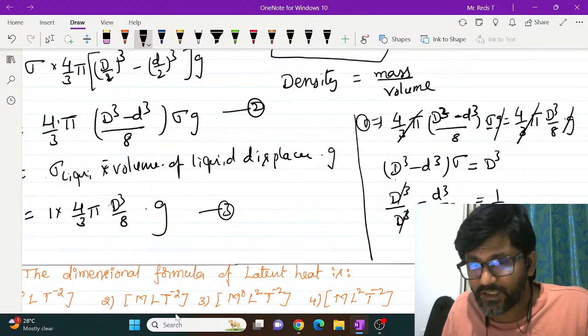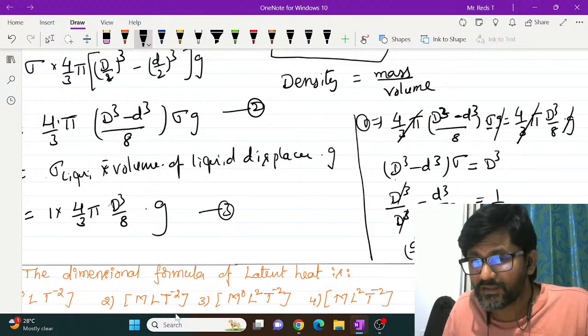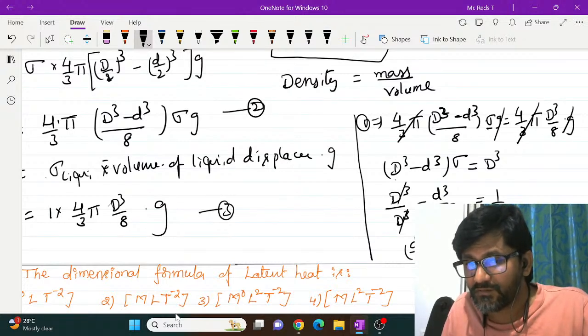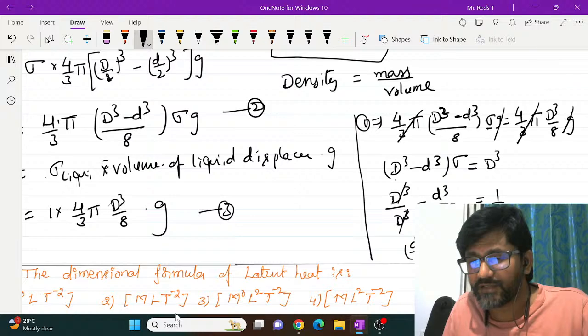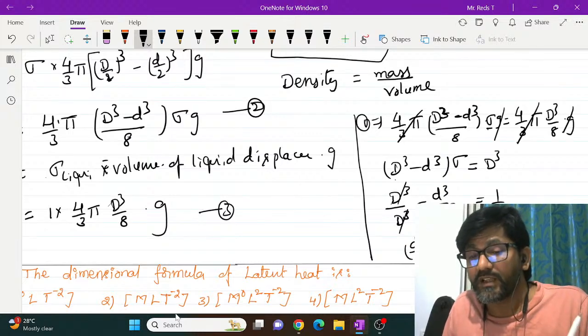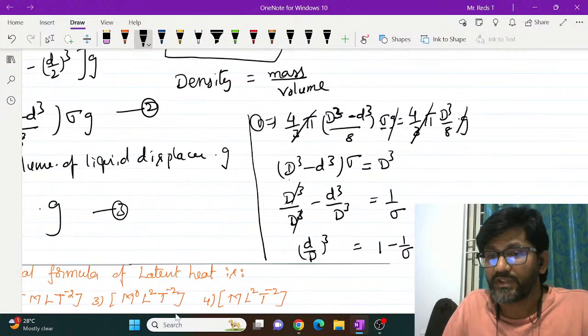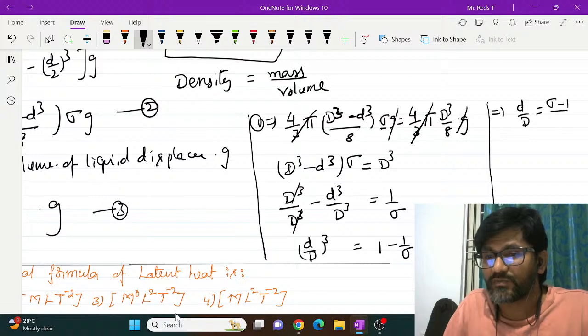Now again you can write small d cube by capital D cube as small d by capital D whole cube. If you take this on the right side, it becomes plus, it is equal to 1 minus 1 by sigma, which is sigma minus 1 by sigma, equal to d by D whole cube. But we want d by D, so the cube, if you send it onto the right hand side, becomes power 1 by 3. So sigma minus 1 by sigma power 1 by 3 is your answer. So this implies small d by capital D is equal to sigma minus 1 by sigma power 1 by 3.